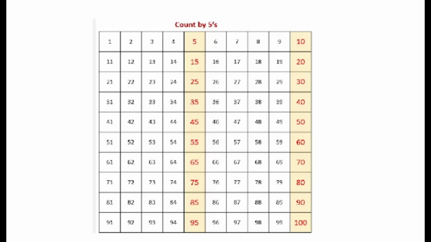In this video, we're going to learn how to skip count by fives. So the way to do that is to take a look at this block of numbers that have all the numbers printed off in a row, and each row has blocks of numbers in blocks of 10.